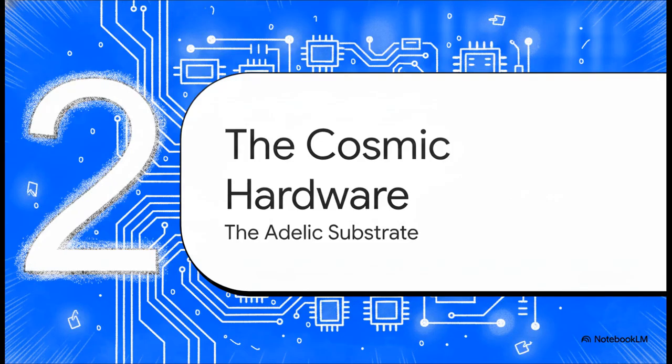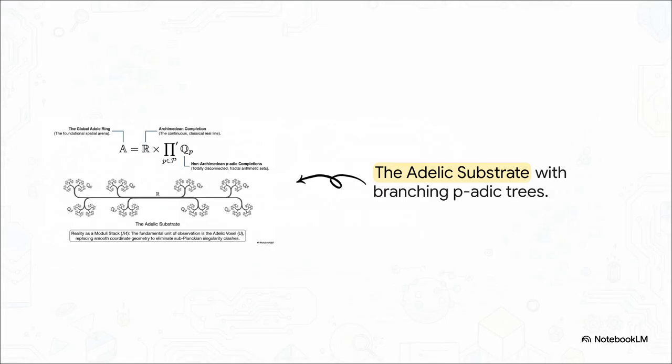Moving on to part 2, the cosmic hardware. Let's actually examine the motherboard of the universe. Okay, notice that continuous real line running right through the center, but then branching off of it everywhere are these totally disconnected fractal arithmetic sets known as p-adic completions. This whole structure is the Adelic substrate. It's this incredibly vast fractal landscape of numbers, and it brilliantly illustrates that the foundational arena of our universe is not the smooth, continuous spacetime that Einstein envisioned. Actually, it's a discrete arithmetic background.